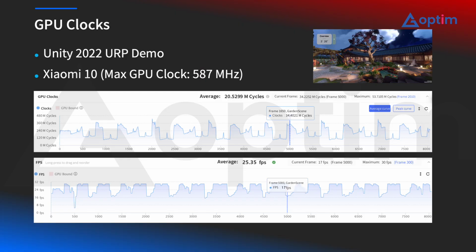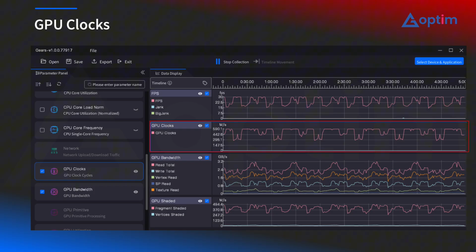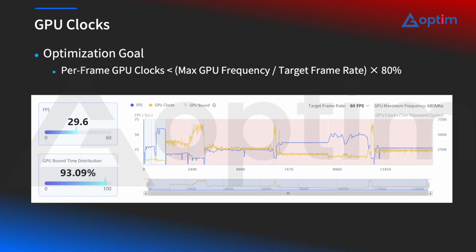You can also verify this relationship yourself. 34.4 multiplied by 17 is roughly close to 587, which is consistent with the overall calculation model. In Gears, we can also collect per-second clocks data for this case. We can observe that on Xiaomi 10, the per-second clocks are not always stably close to 587 MHz on every frame. However, under high load conditions, it can approach full utilization, and it will never exceed the GPU's maximum operating frequency. From this simple test and the URP demo case, we can clearly define the relationship between three key variables: per-frame GPU clocks, FPS, and GPU maximum operating frequency are mutually constrained.